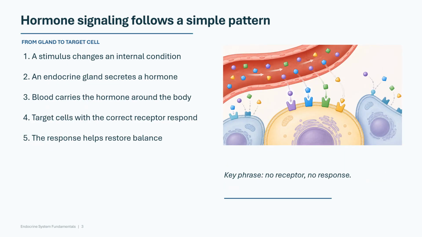Hormone signaling within the endocrine system does follow a very simple pattern, and it happens as follows. It all begins with a stimulus that will change an internal condition from a normal to an abnormal state. This abnormal state is picked up by an endocrine gland, which will then start to release a hormone. The hormone will then be carried in the blood around the body and will hit these specific target cells with correct receptors and respond to it. The response then allows us to restore balance, transitioning from an abnormal back into a normal state for that particular area of the body.